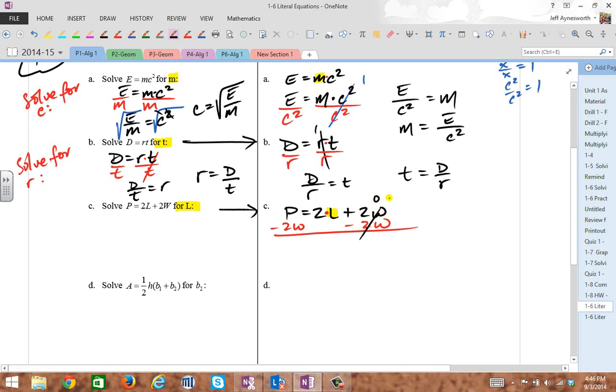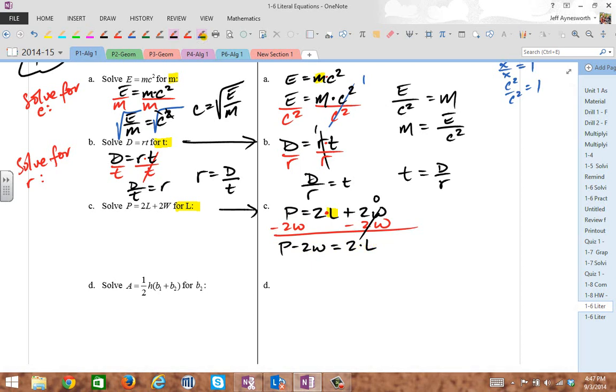The opposites here cancel to 0. P minus 2w cannot be combined because they're different variables. They're unlike terms. So you write it as you see it. P minus 2w from left to right is equal to 2 times the variable L. And I said 2 times L, not just 2L.